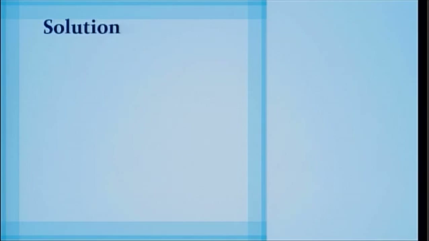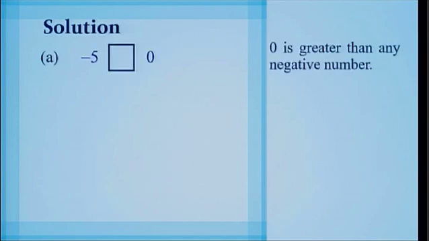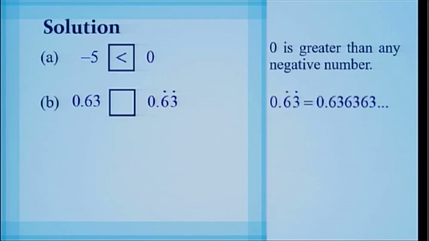Let's start with the first one. -5 and 0. 0 is greater than any negative number. So -5 is less than 0. Look at this one, 0.63 and 0.63 with a dot above 6 and 3. What does the dot represent? Yes, recurring decimal. So which one is larger? Of course, 0.63 will be smaller than 0.63 with a dot above them. So 0.63 with dots above them is greater than 0.63 without the dot. So we're writing the sign here. Since 0.63 is on the left-hand side, we're going to write the symbol less than.